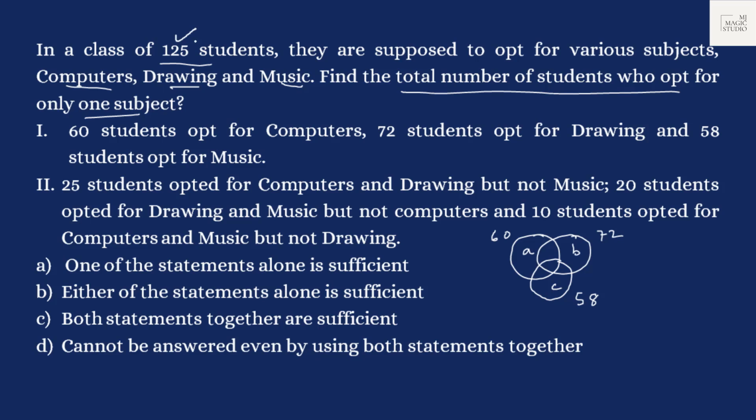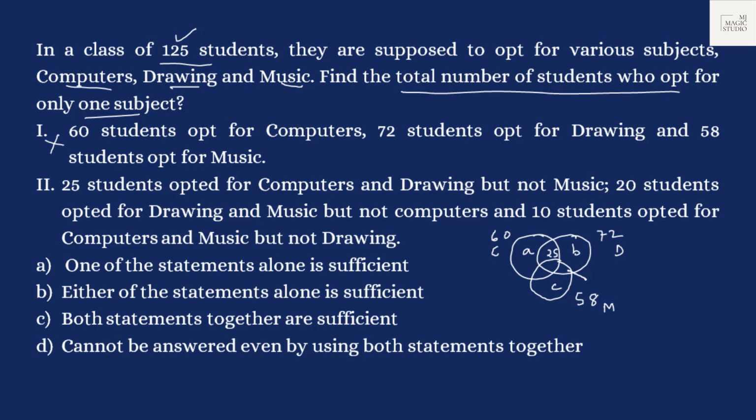That is these 3 values, A, B, C, we are supposed to find. But with this information and the basic information that the total is equal to 125, we cannot answer the question. Let's move on to statement number 2. It said 25 students opted for computer and drawing but not music. That means this portion is 25.